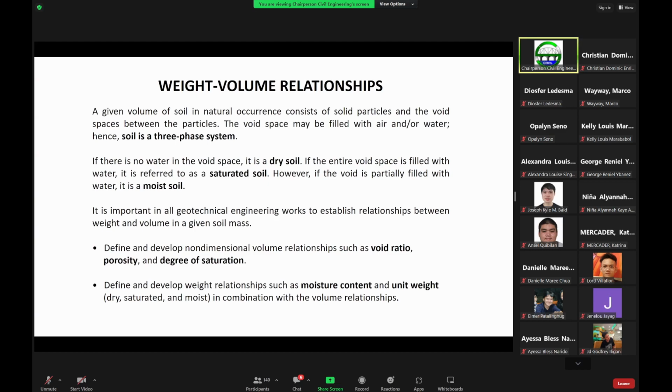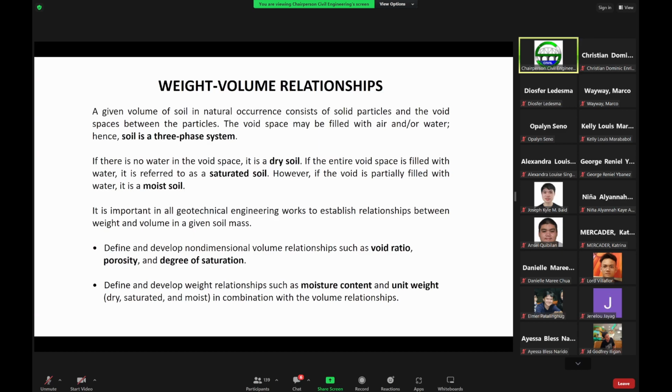It is important in all geotechnical engineering works to establish relationships between weight and volume in a given soil mass. Here we have to define and develop non-dimensional volume relationships, such as the void ratio, porosity, and degree of saturation, which we'll define in a while.